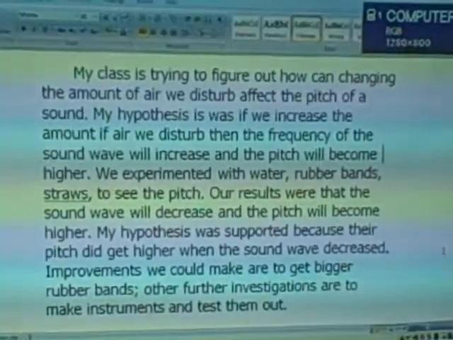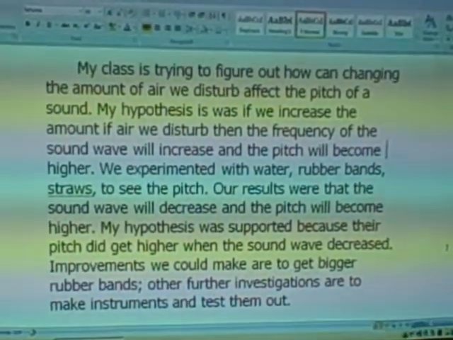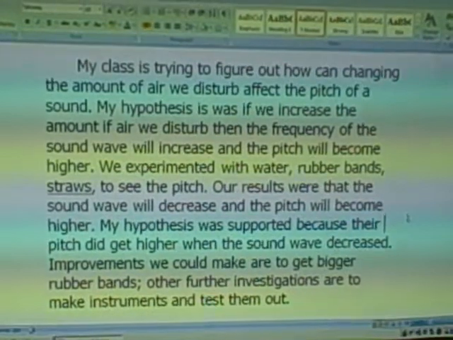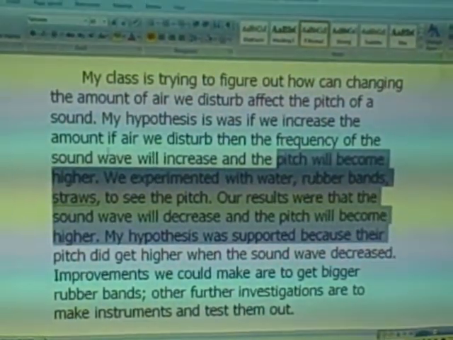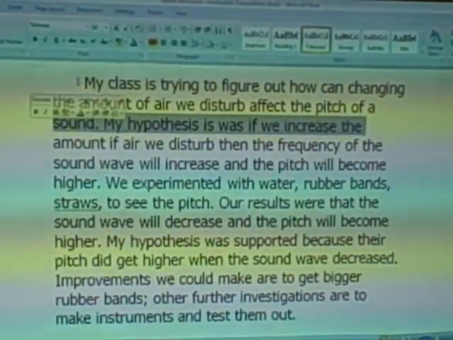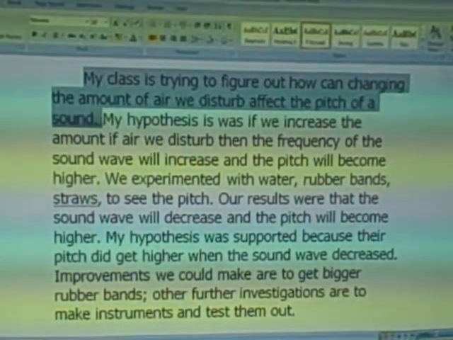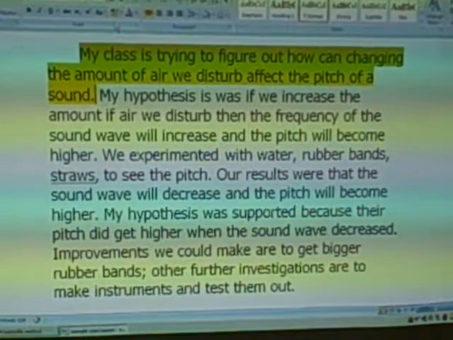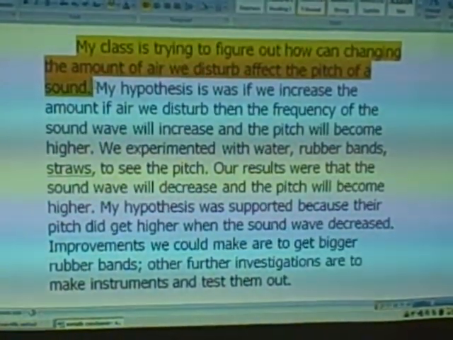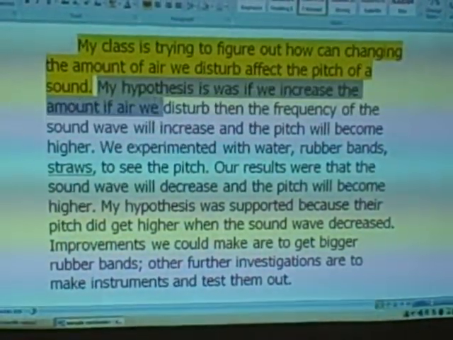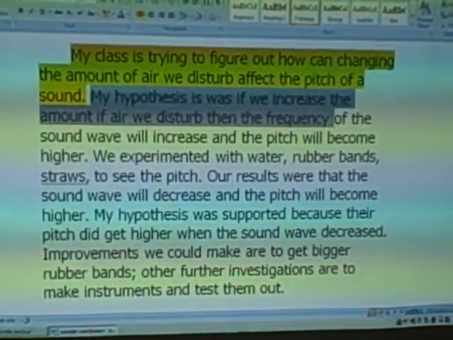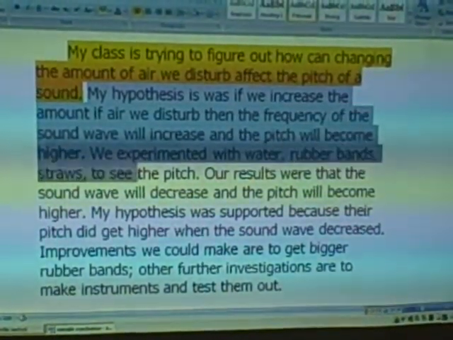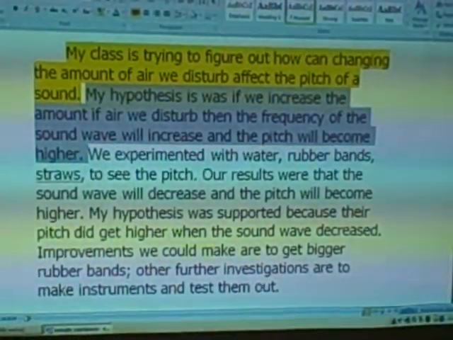My class is trying to figure out how changing the amount of air we disturb can affect the pitch of the sound. This student started off their paragraph restating their problem, what they were trying to figure out. The second sentence, they restated their hypothesis, showing the prediction that they believed would occur during their experiment.